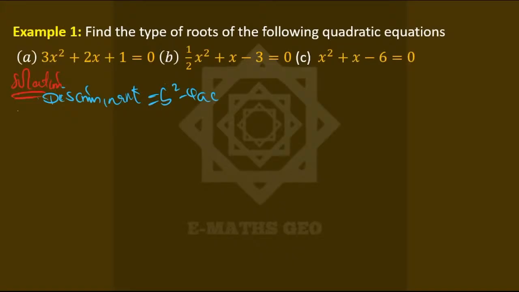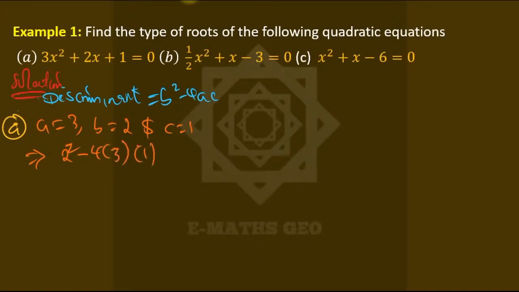So the first one, A is 3, B is 2, and C is 1. Now let's get our b squared minus 4ac. So b squared is 2 squared, minus 4 times 3 times 1. As you can see, this is 4 minus 12, which is minus 8. So this is less than 0. So the roots that will be formed here are imaginary roots. So it will never intersect the x-axis, as we will see when we plot it.